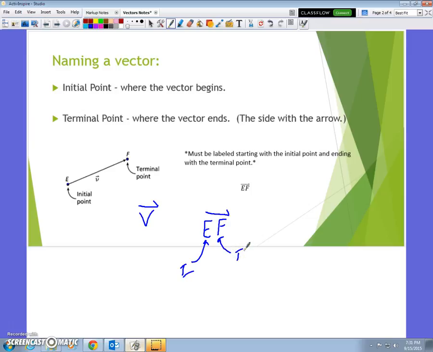These are just things you need to know when we're labeling vectors, and when you see that sign above the EF, I don't want it to throw you off. It's not a segment, it's not a line, it's a vector. It's a little vector sign. So always the initial point, then the terminal point.